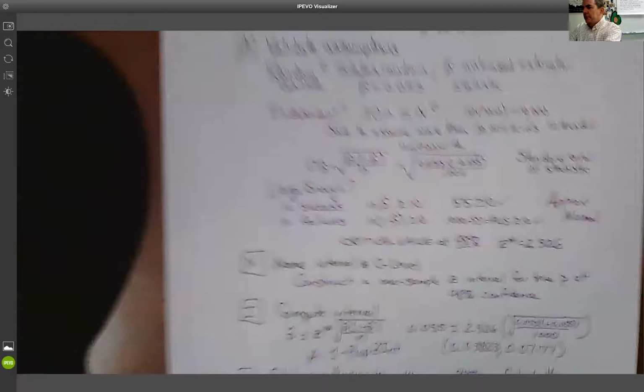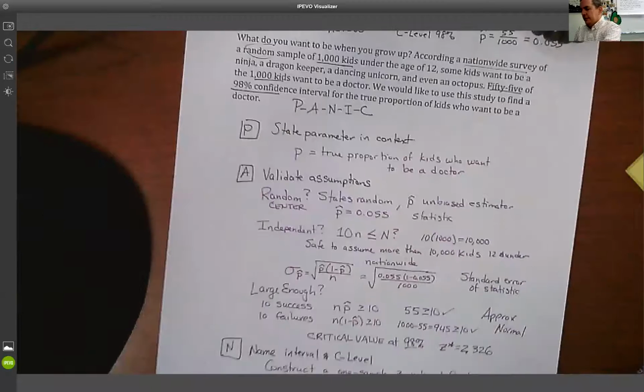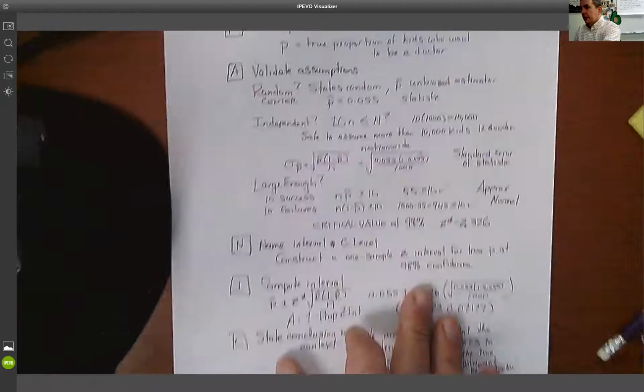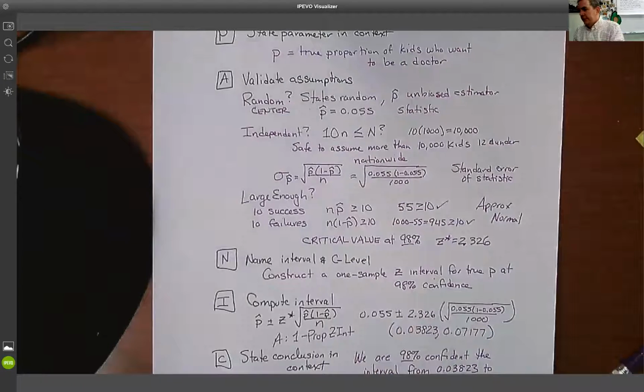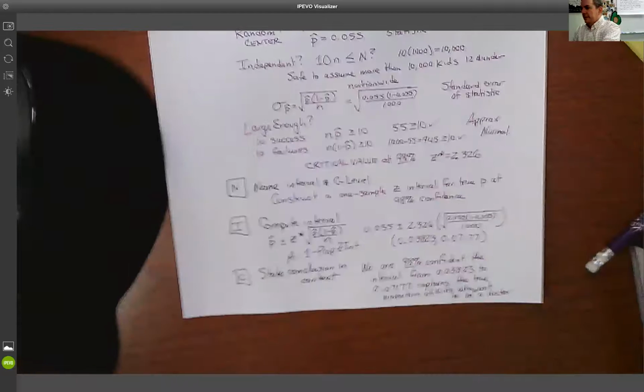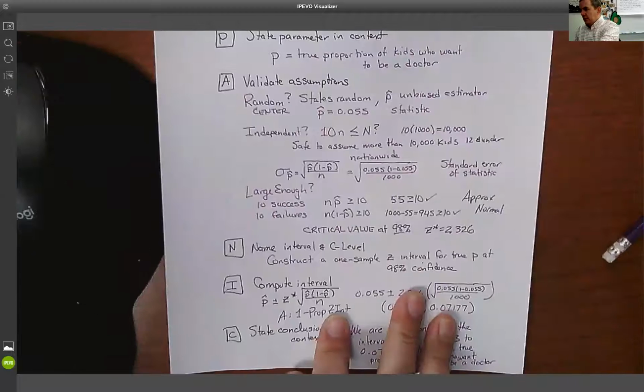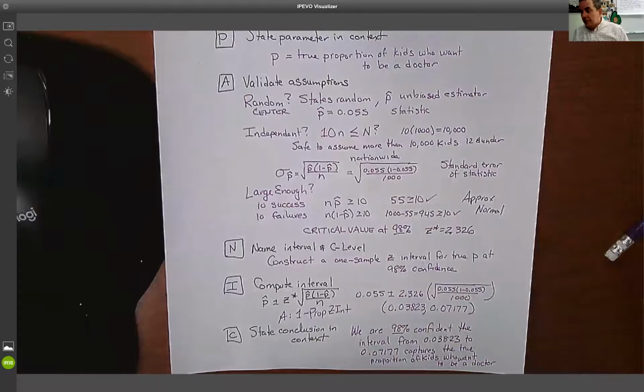So let me kind of pull up. From a high level, you can take a look and see what we got here. That one question ends up with all of that work. That's what a confidence interval is. What we've done is we've developed for ourselves a range of potential values of what we think the real answer would be if we actually went out and talked to the entire population of kids 12 and under. So in this case, I would expect it to be somewhere between 3.8 and 7.2%.